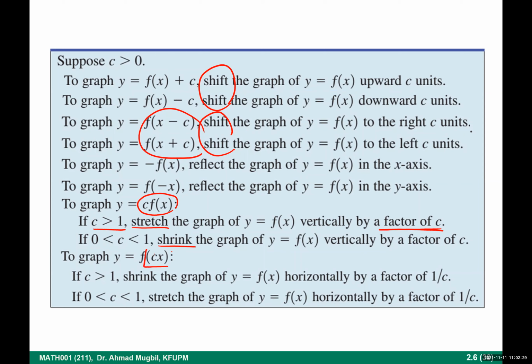In the case of the horizontal, when we replace x by cx, if this c is greater than 1, this is horizontal shrinking. What is the amount of this shrinking? 1 over c. And of course, if it is less than 1, it will be stretching, and it will be 1 over c. Of course, because c is less than 1, 1 over c will be greater than 1. This is why it is reversed here. And instead of stretching, it is shrinking, and vice versa.